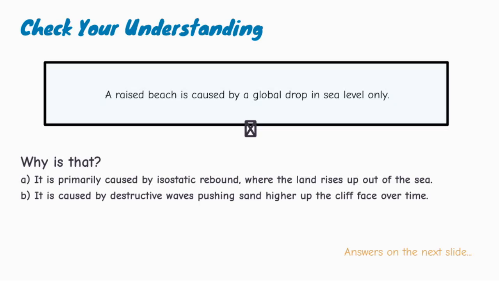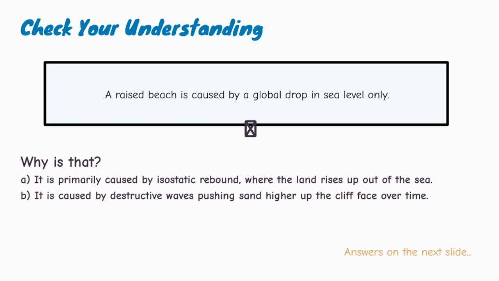A raised beach is not caused by a global drop in sea level only. It is often caused by isostatic rebound, where the land rises relative to the sea. The correct explanation is, it is primarily caused by isostatic rebound, where the land rises up out of the sea. This is why raised beaches are called emergent landforms. They show that land that was once at sea level has emerged above the present shoreline.